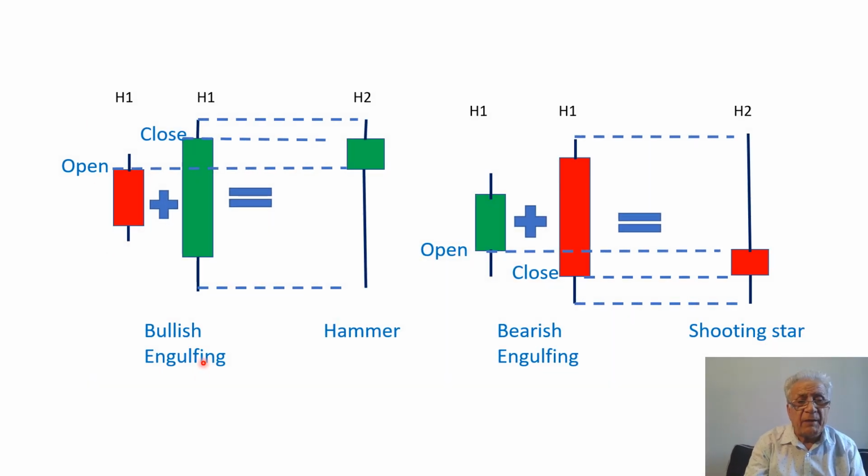This is a bullish engulfing, and this is a bearish engulfing. Bullish engulfing is seen at the bottom of a downward trend, and a bearish engulfing is seen at the top of an upward trend.